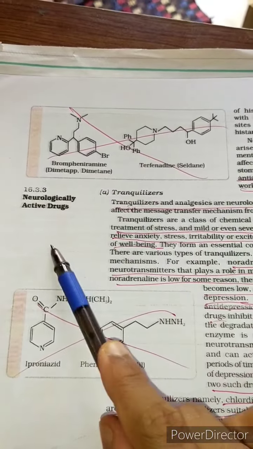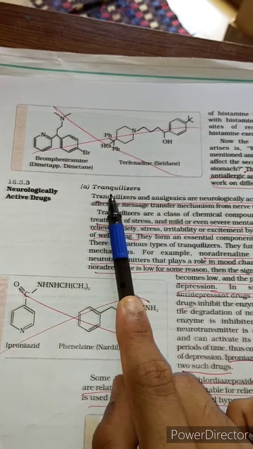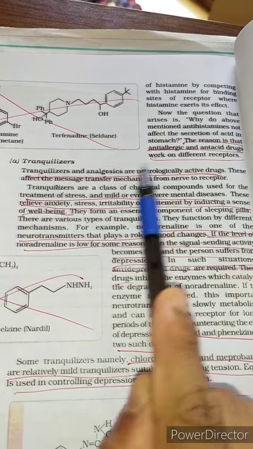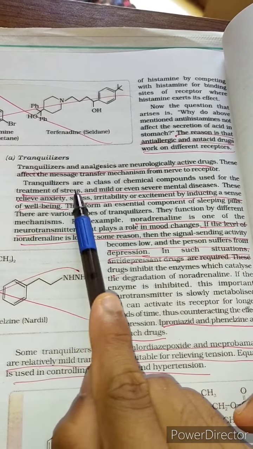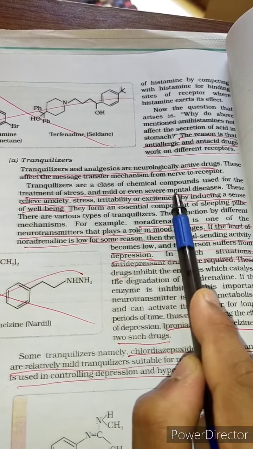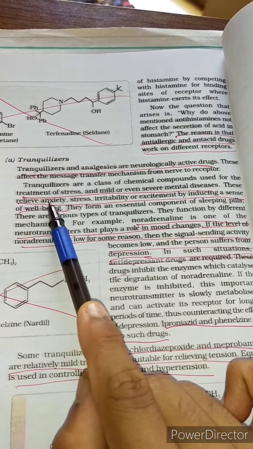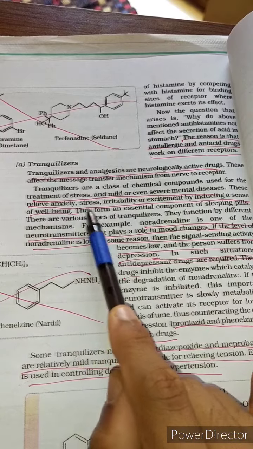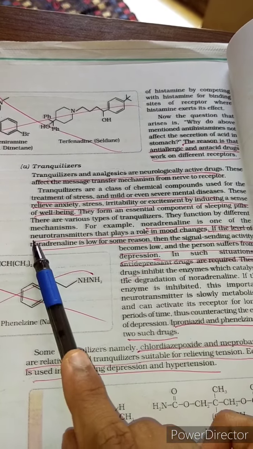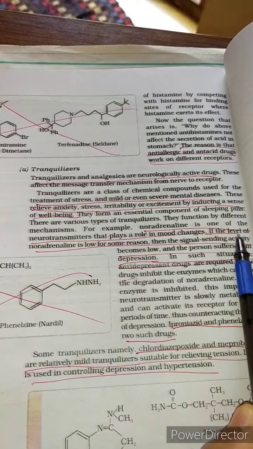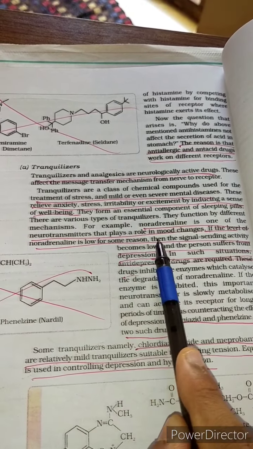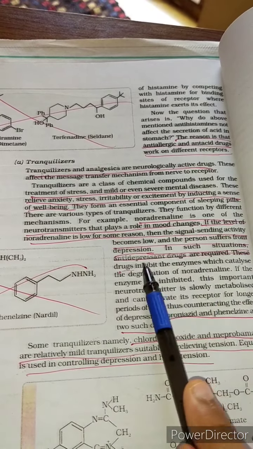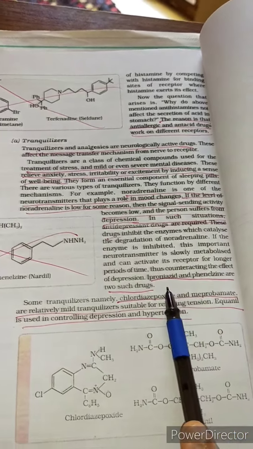Now let's study the neurological activity of drugs. First one, tranquilizers. Tranquilizers and analgesics are neurologically active drugs, and they are used for the treatment of stress, mild or even severe mental diseases. They relieve anxiety, stress, irritability or excitability by inducing a sense of well-being. Noradrenaline is one of the neurotransmitters that plays a role in mood changes. If the level of noradrenaline is low for some reason, then the signal sending activity becomes low and the person suffers from depression. In such a situation, antidepressant drugs are required.